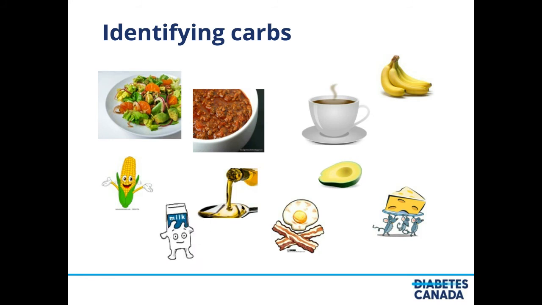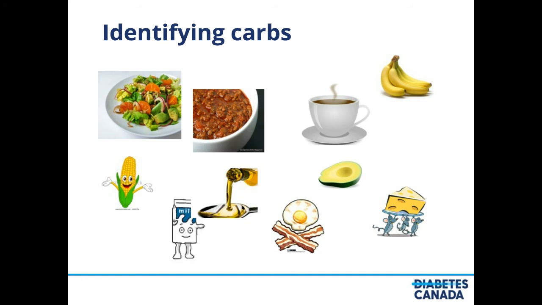And then the bottom, we've got a happy-looking cob on the corn. I think that's so cute. So yes, corn on the cob is carbohydrate. And our cow's milk is also carbohydrate. Some of the unsweetened almond milks will be zero, so it's just good to know which type of milk you're consuming. Oil will be no carb.